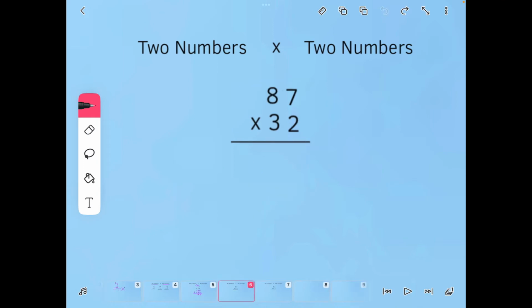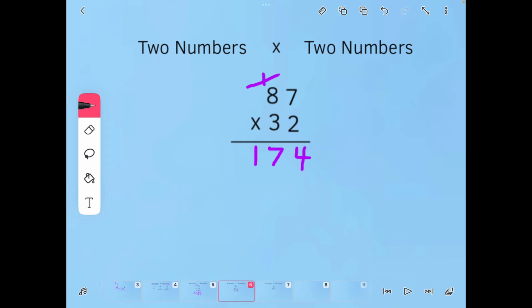Here's our next problem. 87 times 32. So once again, 2 times 7, and then 2 times 8. Then we'll multiply 3 times 7 and 3 times 8. Here we go. 2 times 7 equals 14. So I'll write the 4 and I carry the 1. 2 times 8 equals 16. 16 plus 1 equals 17. So I'll write my 7 and I'll write the 1. There we go. Time to cross off my carry.